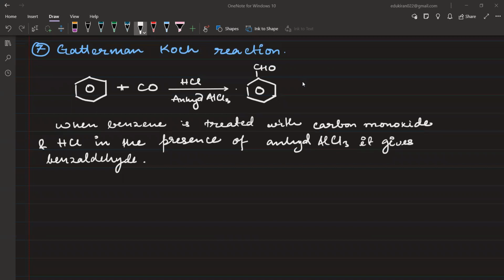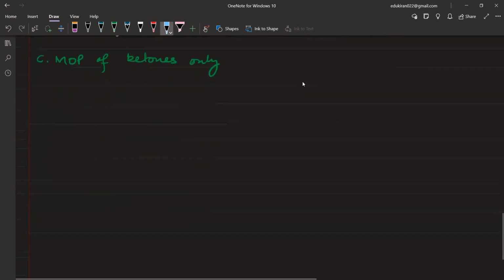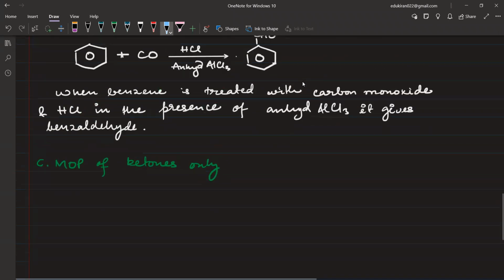Now all the methods of preparation of aldehydes only are completed. Then we have the next, the methods of preparation of ketones only. C part, methods of preparation of ketones only. In this, you will write the first one, from acyl chlorides.